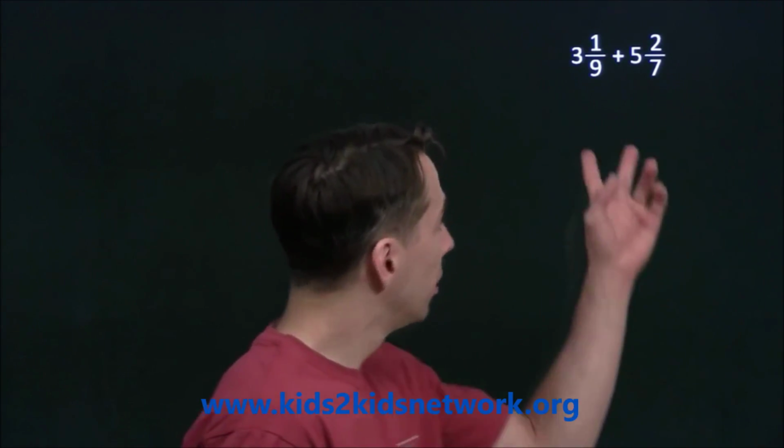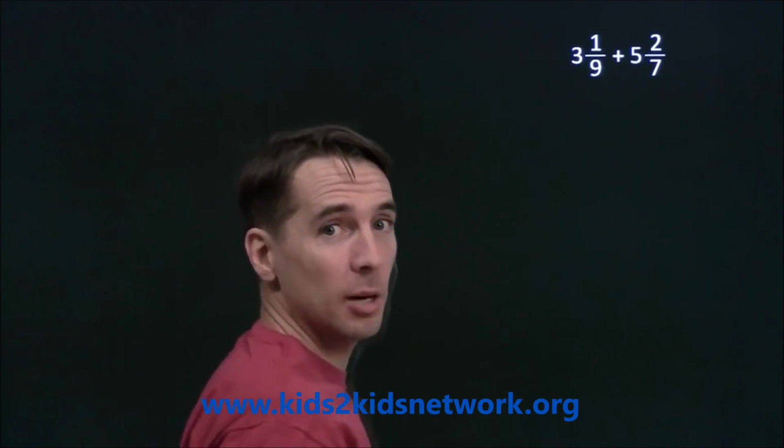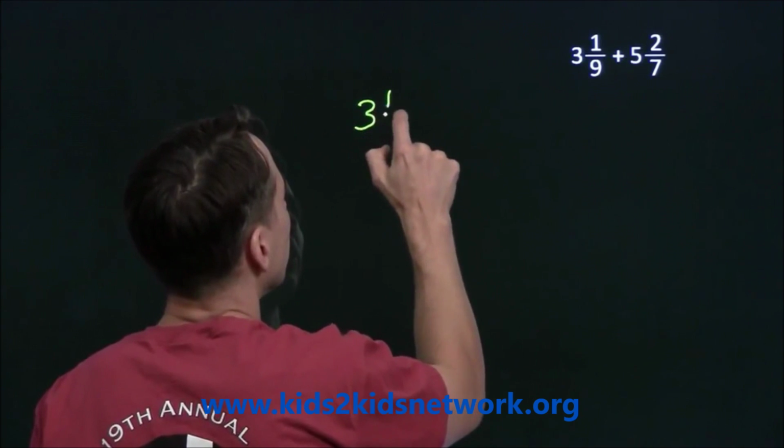Now that we know what mixed numbers are, let's try some mixed number arithmetic. Try some addition here, 3 1/9 plus 5 2/7. Now we know how to add fractions, so if we just turn these mixed numbers into fractions, we should be all set. We'll start with 3 1/9.